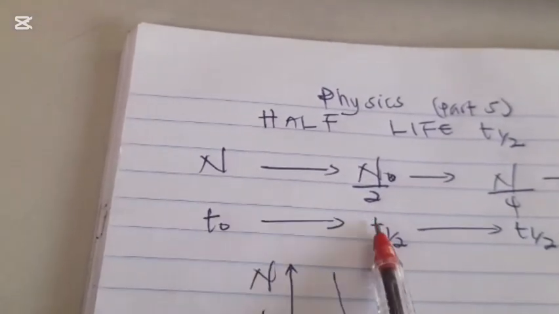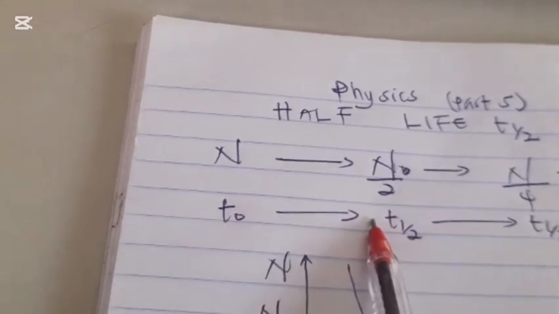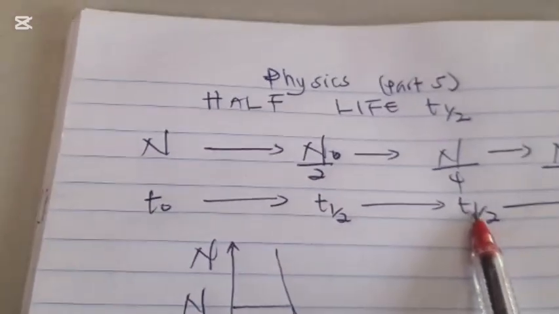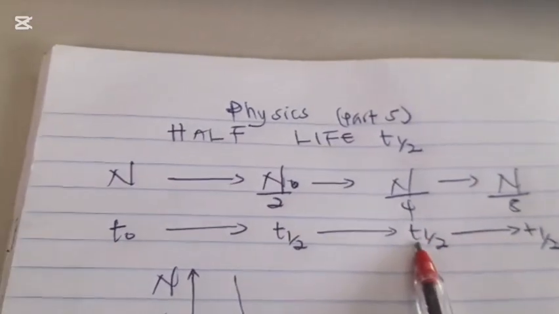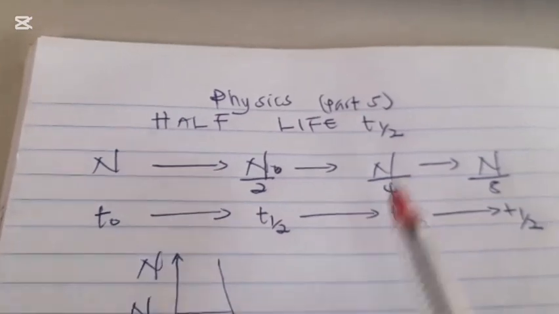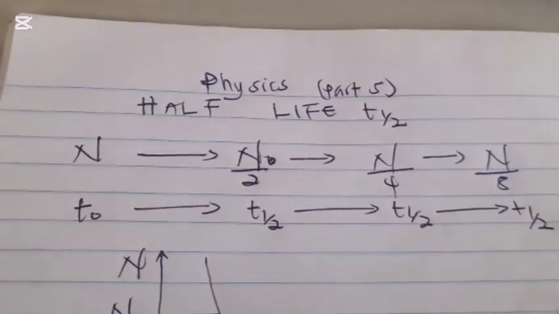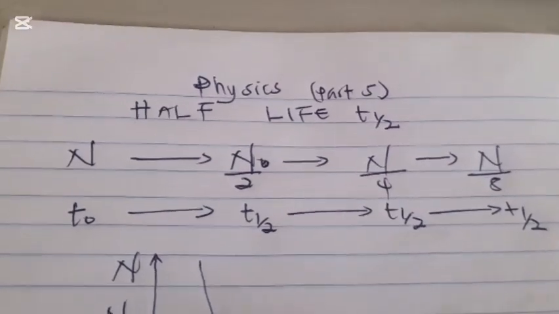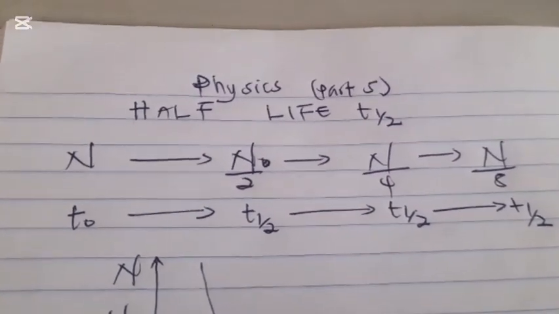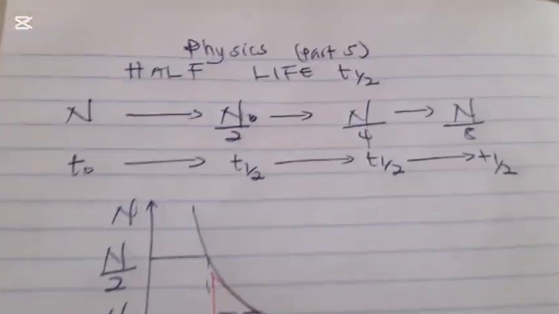And the time it will take for that half of that thing to decay again is also half-life. The time it takes for half of that one again to decay is also half-life. So half-life is simply the time taken for half of a substance to disintegrate.